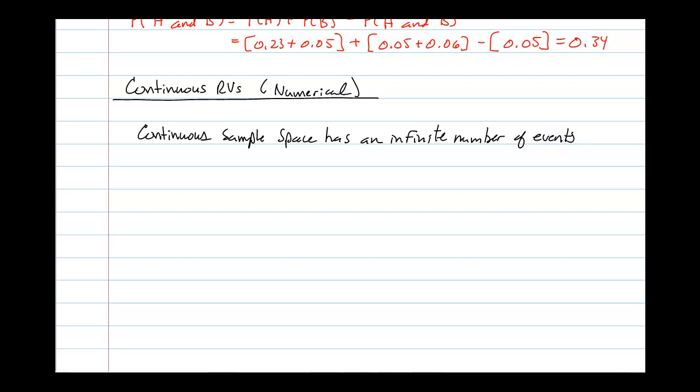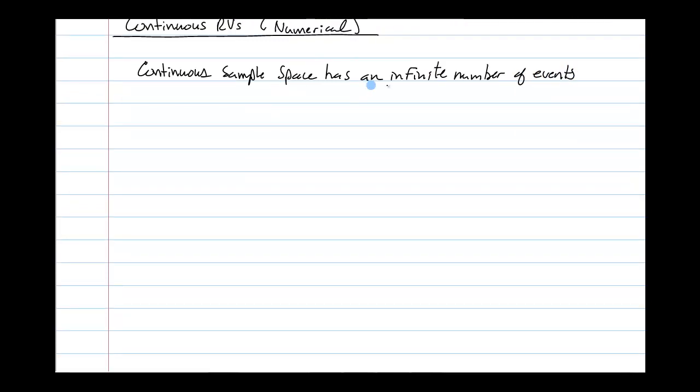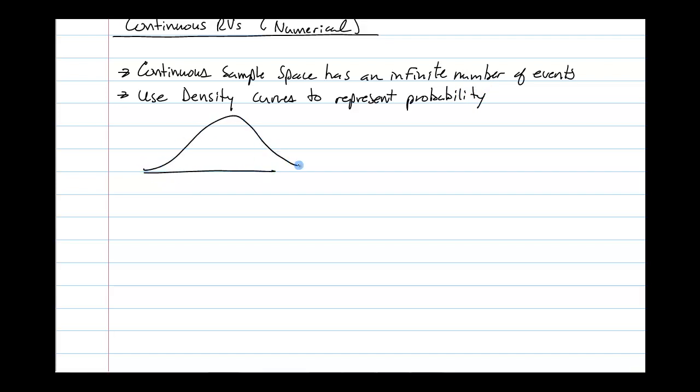So because we can't write out all the different events and their corresponding probabilities like we did up above, we use density curves to represent probability. Now these density curves are basically like our stem and leaf plot, and we just smooth the curve. So for instance, we could have a symmetric density curve, we could have a right skewed density curve, we could have a left skewed density curve.